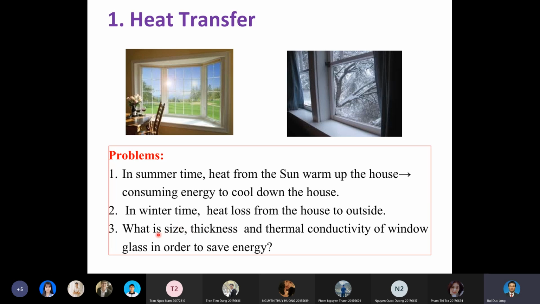So the third question is the size, thickness, and thermal conductivity of window glass, in order to save energy. You have to optimize between wanting a very large window and, on the other side, paying for energy consumption. Or you have to use some high techniques to produce a very large glass that can isolate from the outside environment.